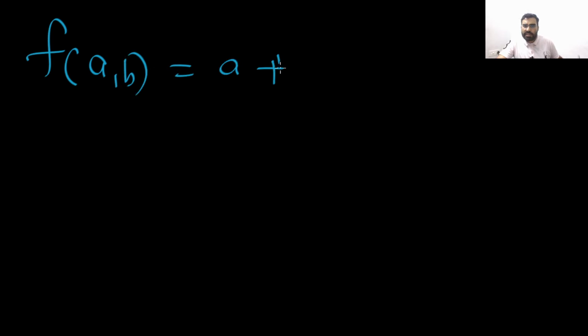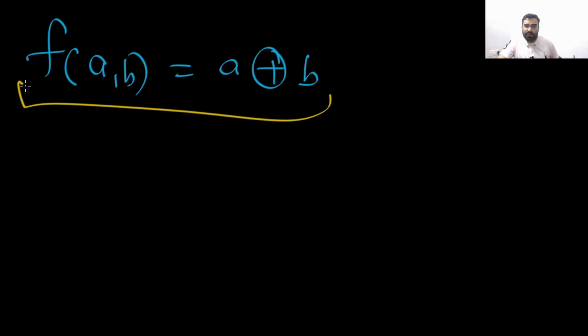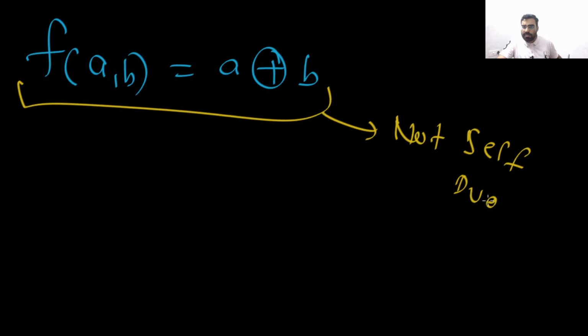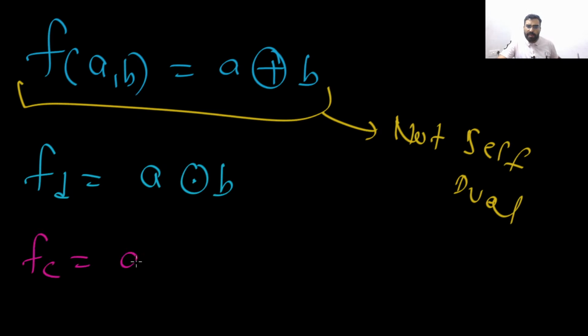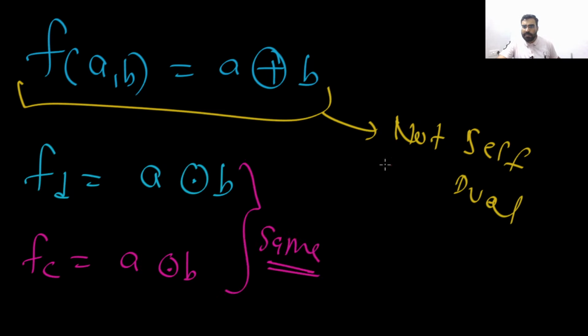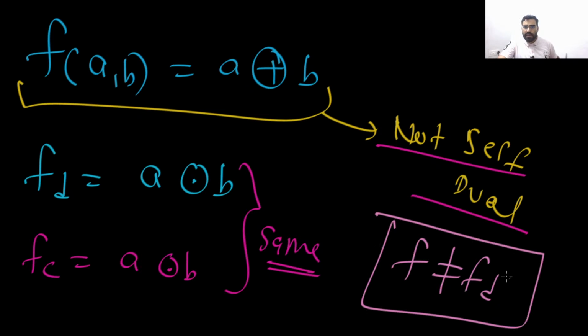For example, look at this function: f(a, b) equals a XOR b. This function is not self dual. Because what is f dual? f dual is a XNOR b, and f complement is also a XNOR b, so they are the same. But you can notice this is not self dual, because f is not the same as f dual.